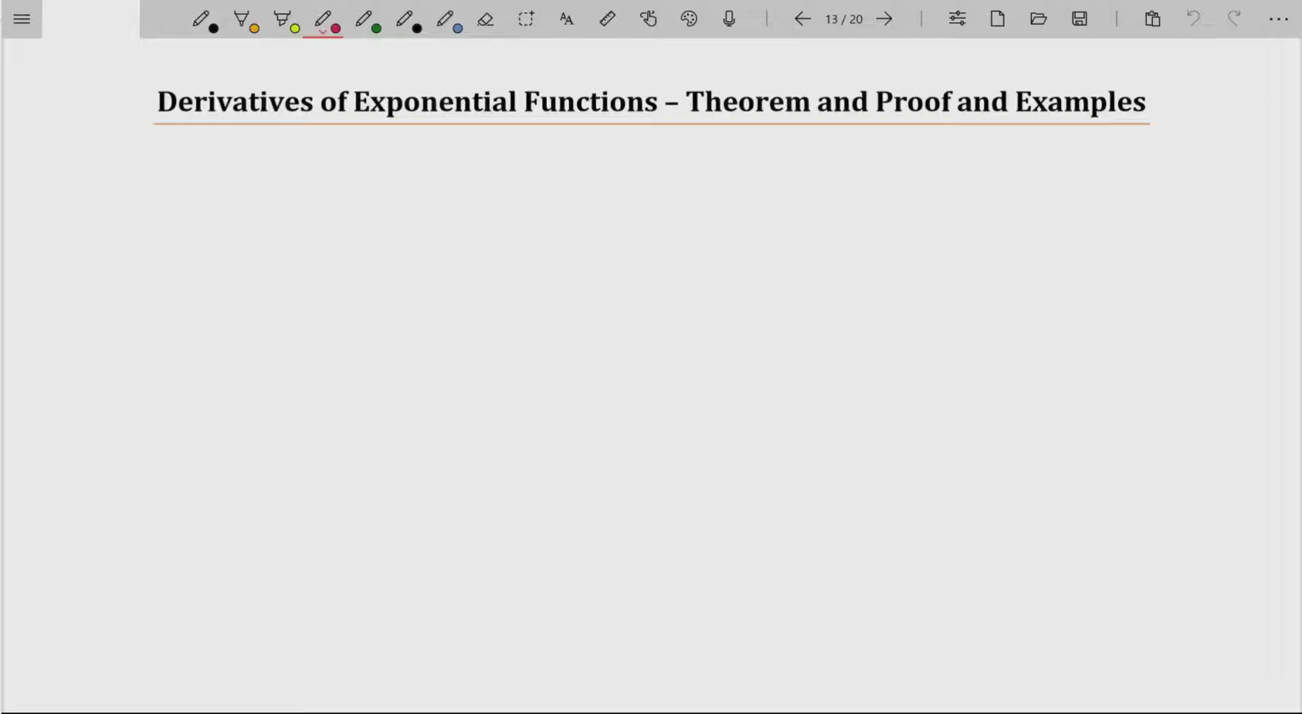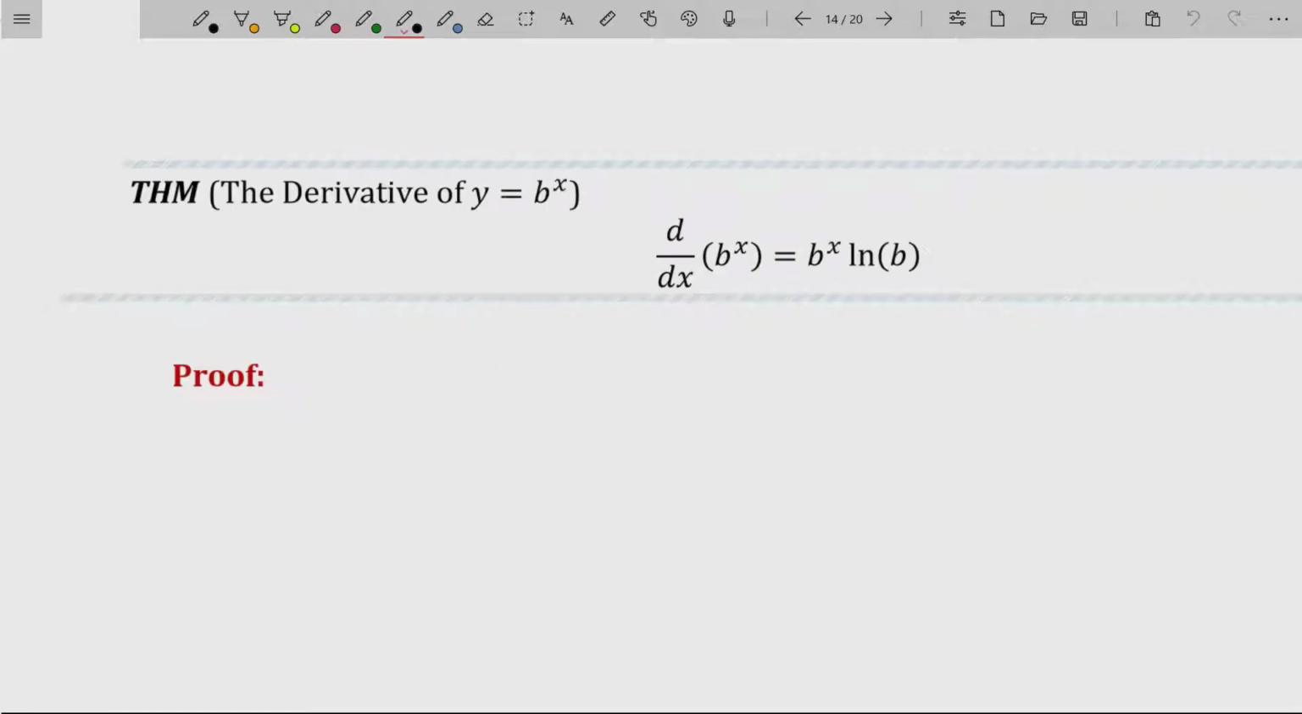We already know, by the way, that the derivative with respect to x of e to the x is e to the x. So that is not the exponential function that I'm worried about. I want to prove something about the derivative with respect to x of any base to the x, where the base obviously is positive and not equal to 1, because if the base is not positive, or if it is equal to 1, it's not an exponential function by definition. So here's the theorem, very short. The derivative of y equals b to the x is just b to the x times the natural log of b.